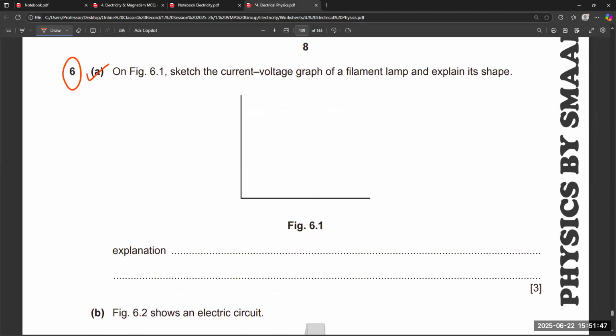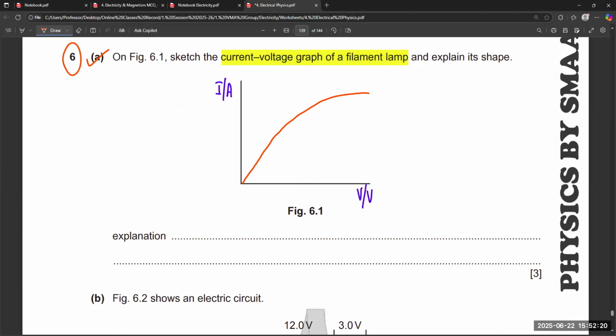In question 6, you can see: sketch the current voltage graph of a filament lamp and explain its shape, for 3 marks. So it's your choice. If you want to place current on y-axis, it's your choice. Or otherwise, you can plot on x-axis. Then you need to show the representation. Graph bends towards voltage axis. And in explanation, you have to write the same thing.